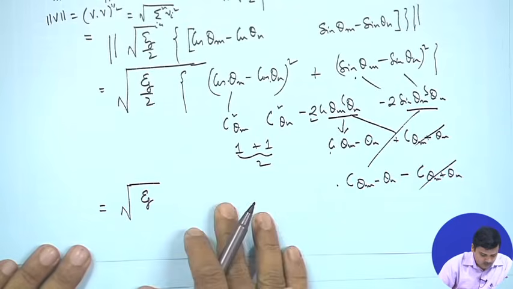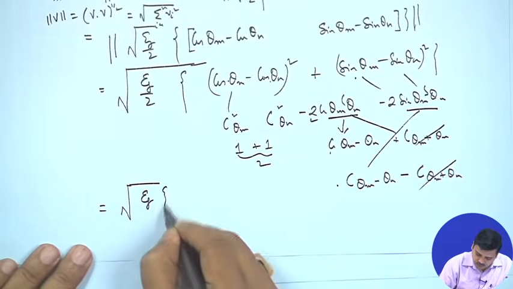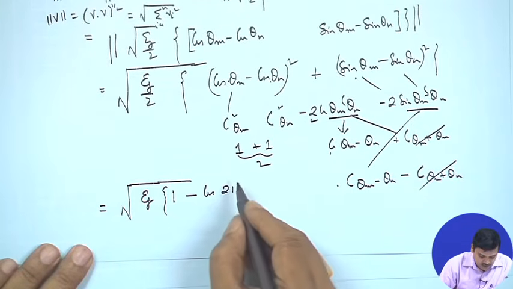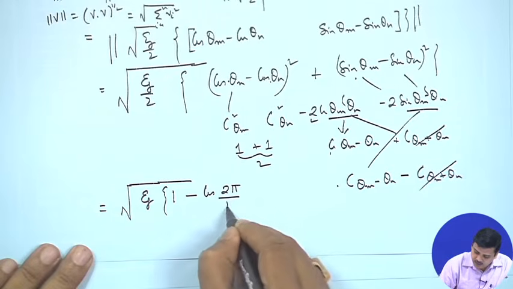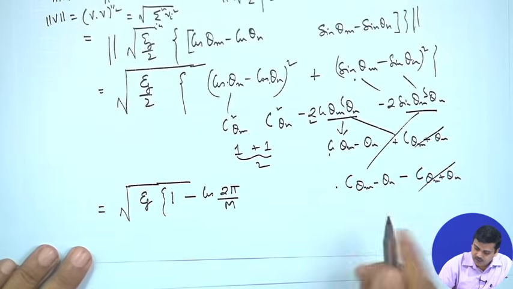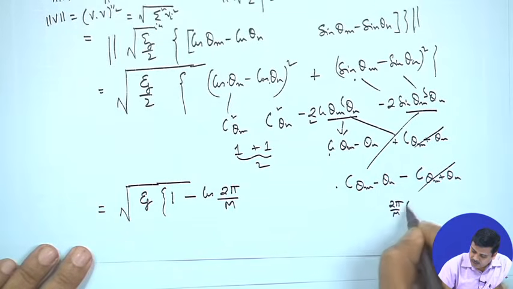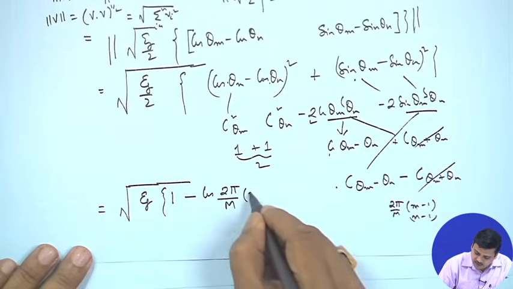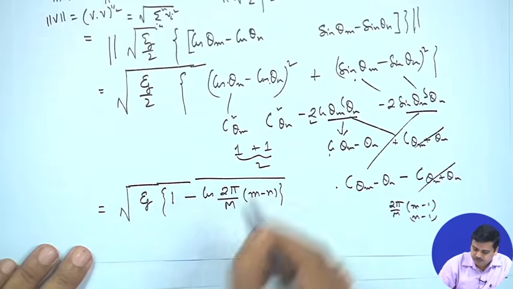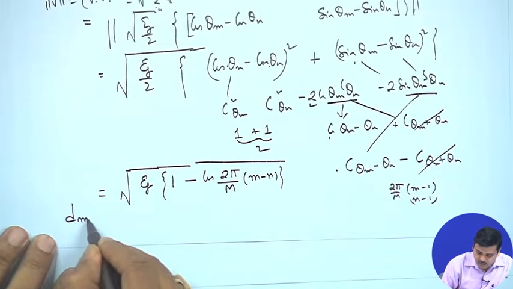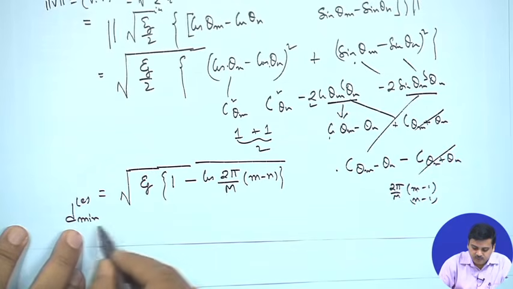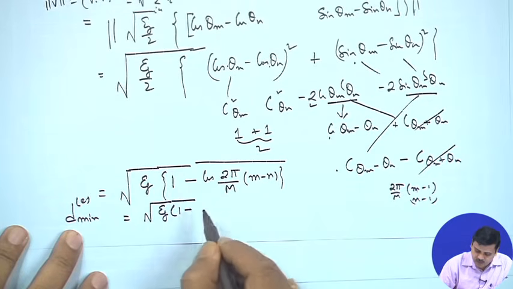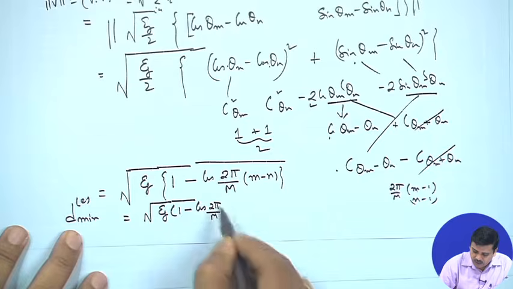So, what you will be left with is root over E g, which will cancel out with this 2. I would urge you to do this particular work by yourself, and square root of 1 minus cos of theta m minus theta n. So, that will result in 2 pi upon M, because theta m and theta n are nothing but 2 pi by M times m minus 1, and in the other case it is n minus 1. All the terms cancel out except this m and n. So, you are left with this term. From this you can calculate d min, the minimum Euclidean distance, which will turn out to be root over E g times 1 minus cos of 2 pi by M.